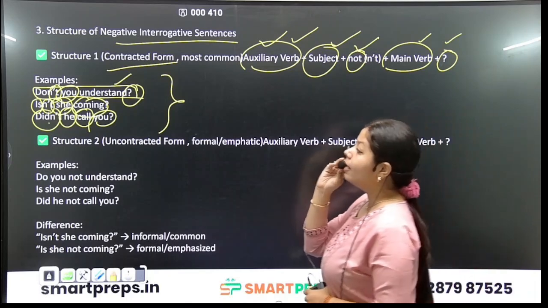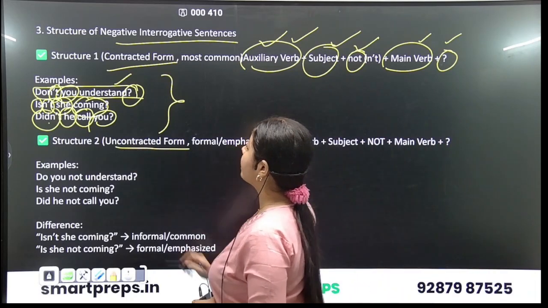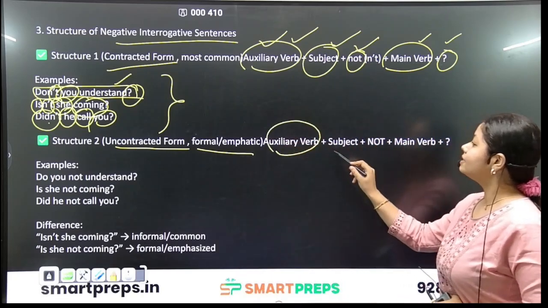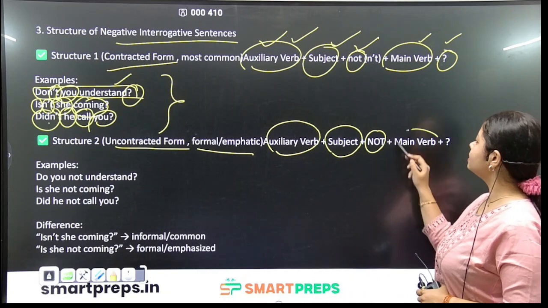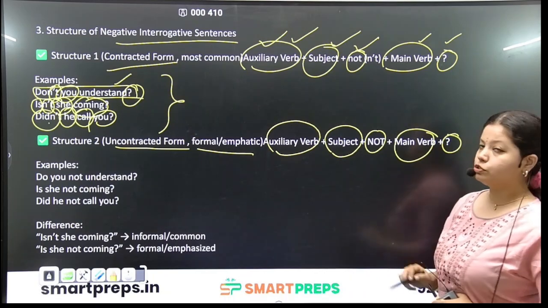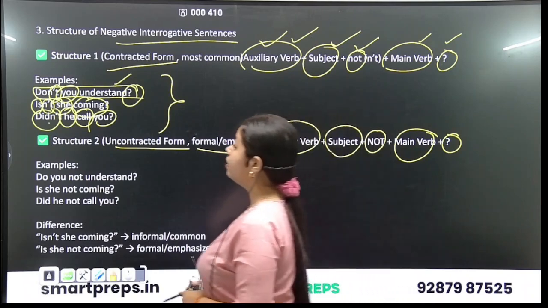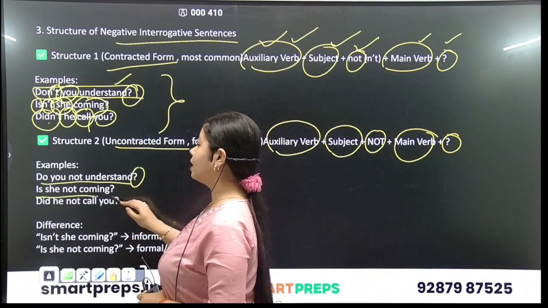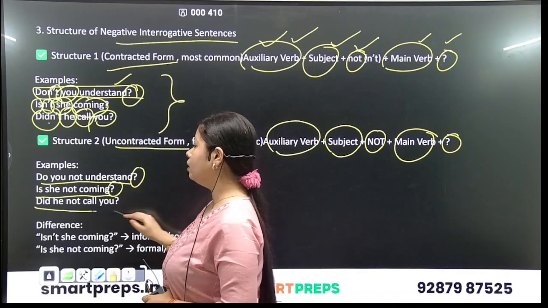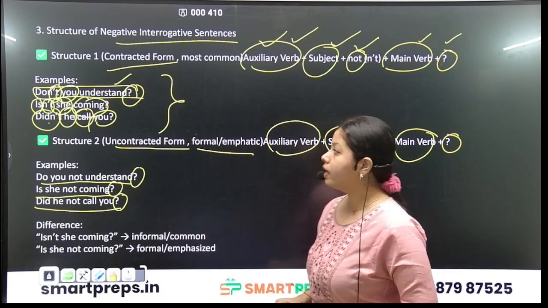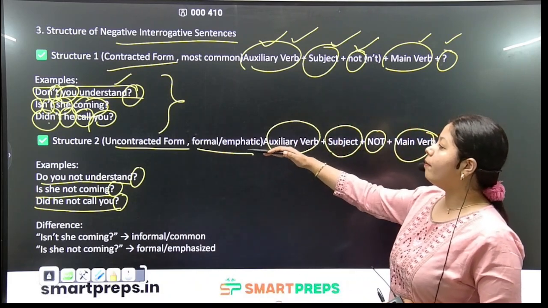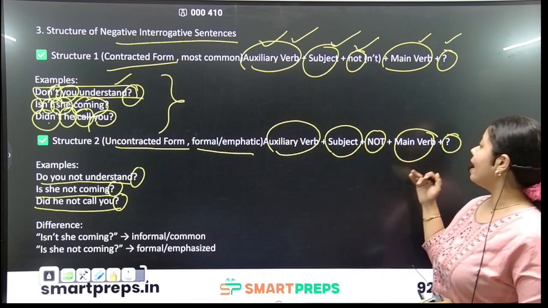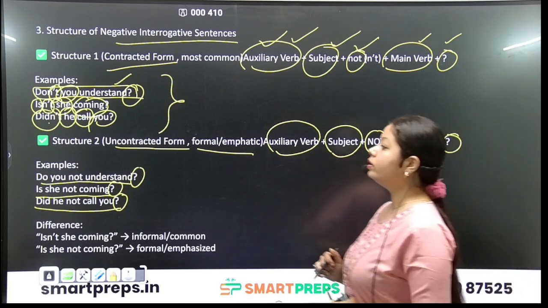Structure 2, another structure is the uncontracted form, formal or emphatic: auxiliary verb plus subject plus not plus main verb plus question mark. For example, do you not understand? Question mark. Is she not coming? Question mark. Did he not call you? Question mark. So the first is formal or emphatic: auxiliary verb plus the subject, then the not will come, and then the main verb, along with the question mark.